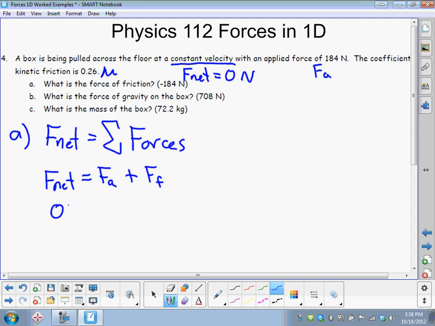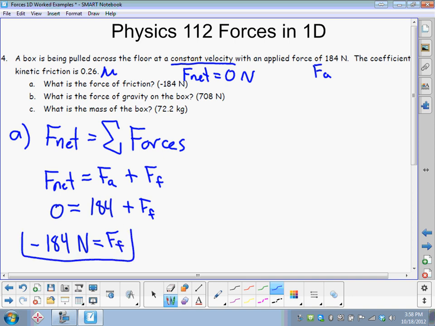So net force is 0, applied force is 184, plus force of friction. So rearranging, force of friction comes out to be negative 184 newtons. And then the negative communicates the direction, meaning it's in the opposite direction of motion. So that's very important. I'm going to be looking for that negative sign.